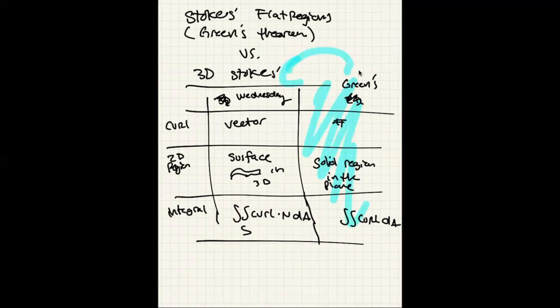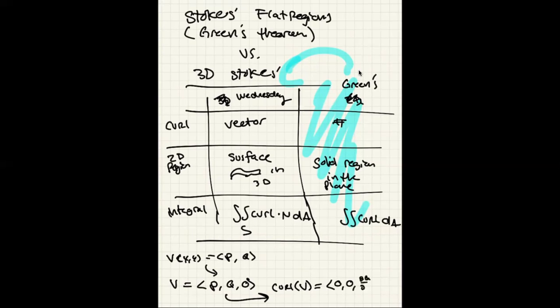But the reason why you can interpret this right-hand column as stuff in the left-hand column is, to visualize going from the left column to the right column, you understand the 2D vector field V of x, y is P comma Q. You can turn it into a 3D vector field by just saying V is P, Q, 0. Now you can check that the curl of this vector field is going to be 0, 0, partial Q partial x minus partial P partial y. You can check all this stuff on your own.